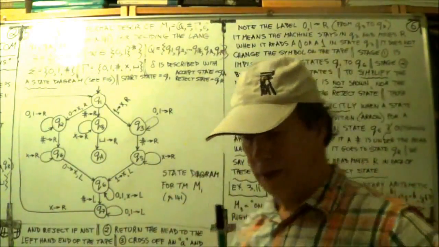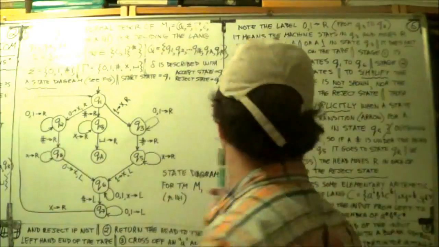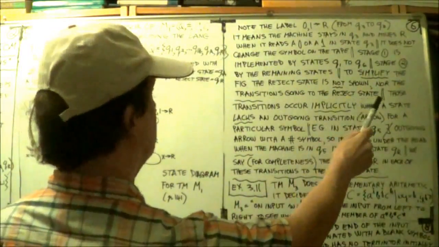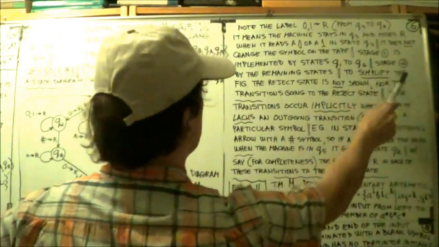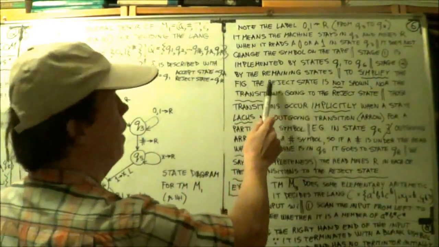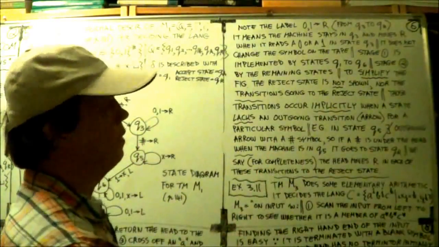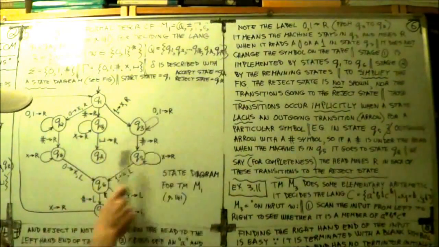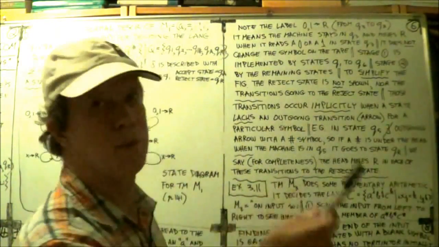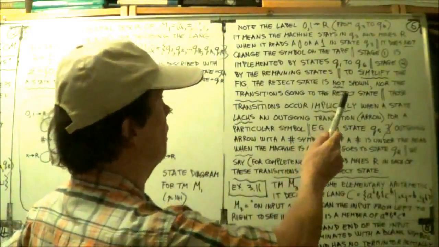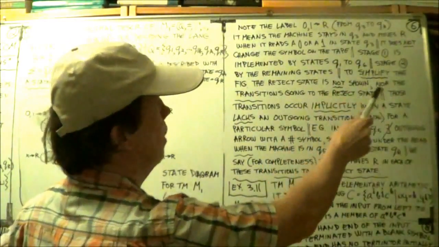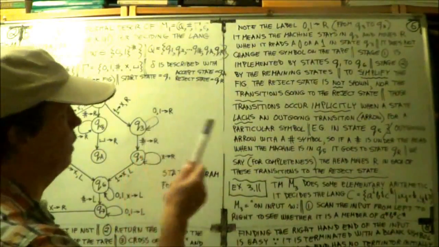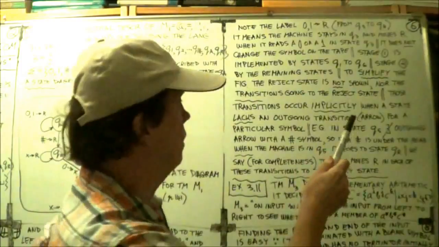He makes the point here, I can just read it out actually. To simplify the figure, and it's already quite complex, the reject state is not shown. So there's no QR here. There's a QA, but there's no QR, and that was done to simplify the diagram. It's already quite cluttered, and no transitions going to the reject state. So that's what I was looking for.